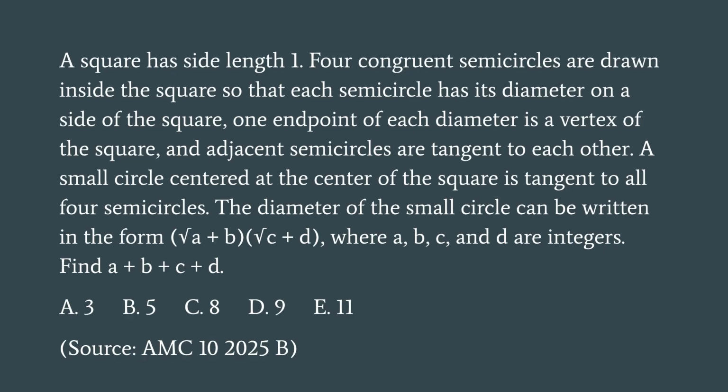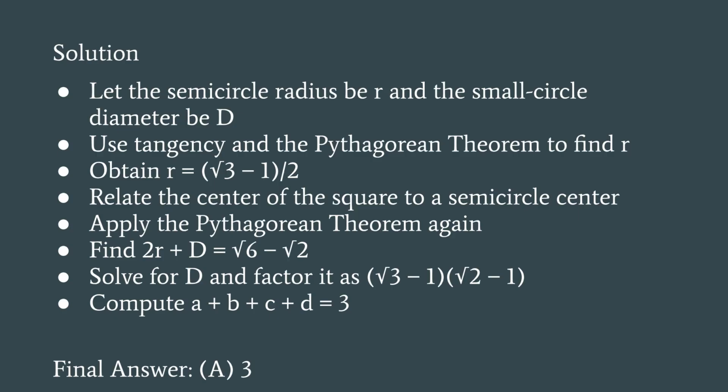Find the radius of the semicircles using a tangent distance relationship and the Pythagorean theorem, then use a second Pythagorean setup to solve for the diameter of the central circle. Pause the video here if you'd like time to solve the problem yourself. Now let's go through the solution.